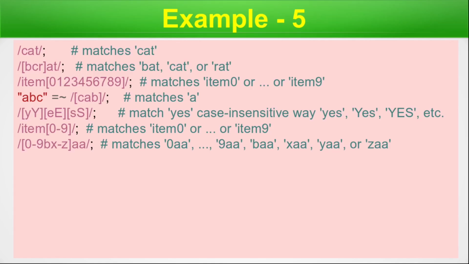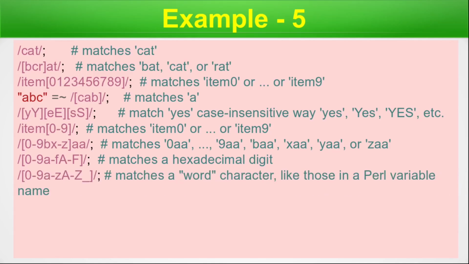Now here again we write 0 to 9, then AA, matches 0AA, then 9AA, and all of these. 0 to 9 a to f and capital A to F matches a hexadecimal digit. 0 to 9 a to z and A to Z matches a word character like those in a Perl variable name, and we have underscore here also.